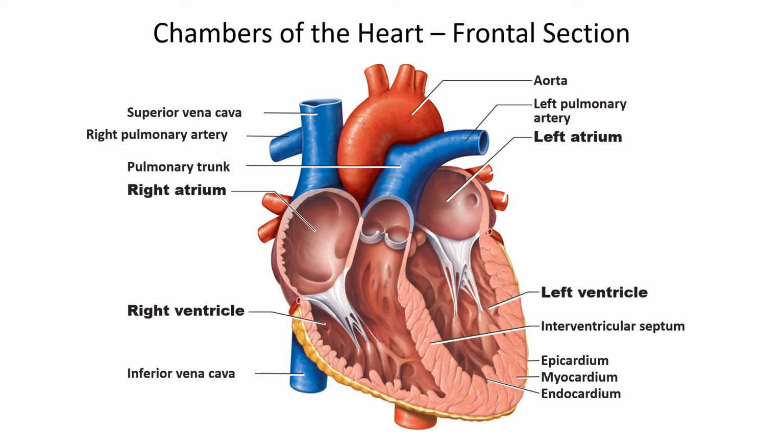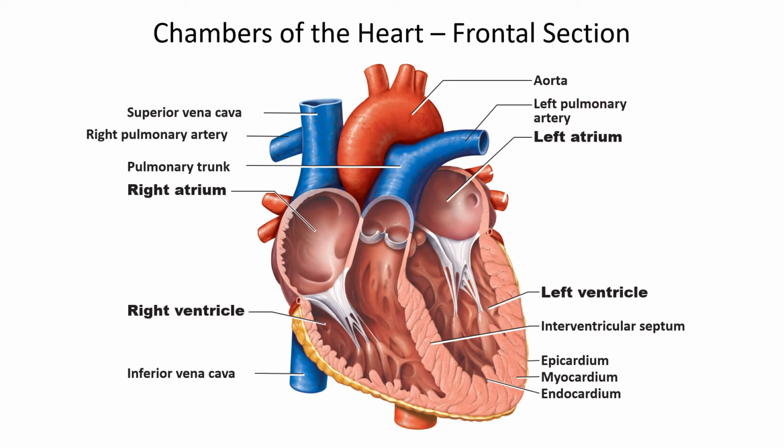On the left side, we have a valve between the left ventricle and the left atrium. That is known as the left atrioventricular valve, although it's also referred to as the bicuspid valve, and that's because it's made up of only two parts that come together to form a seal. It's also referred to as the mitral valve, but we'll come back to that in a bit.